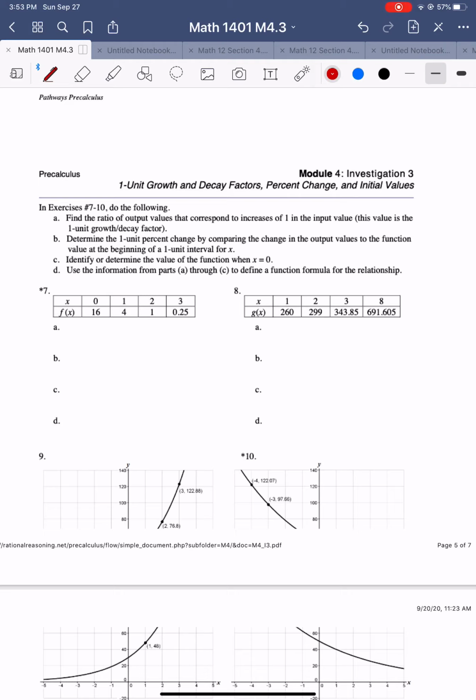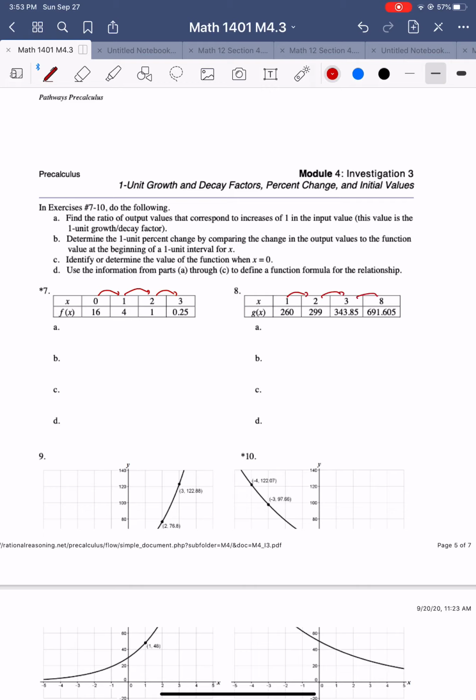So first of all, find the ratio of the output values that correspond to an increase of 1 in the input value. This value is the 1 unit growth factor. So the 1 unit growth factor means x is increased by 1. Did you notice, isn't it? x is increased by 1, right?